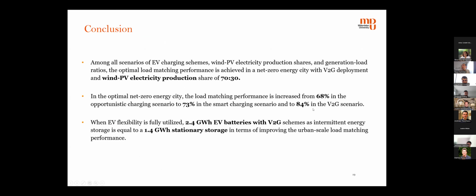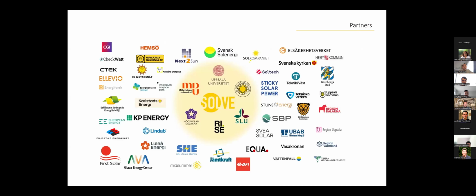Now it's the conclusion. So the optimal wind PV electricity production is 70 to 30% when we deploy V2G and net zero energy. And in the optimal scenario, we increase the load matching performance from 68 to 73% if we deploy smart charging, and further to 84% in the V2G scenario. And lastly, 2.4 gigawatt hour EV batteries with V2G equals 1.4 gigawatt hour stationary storage in terms of improving the urban scale load matching performance. So here are our partners.